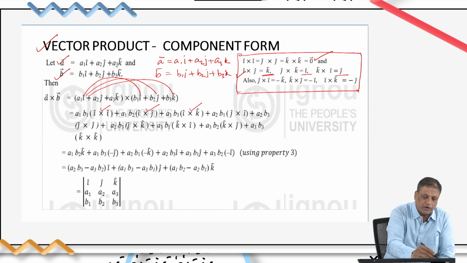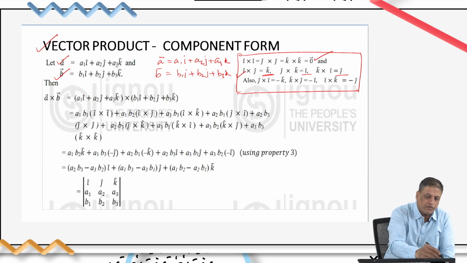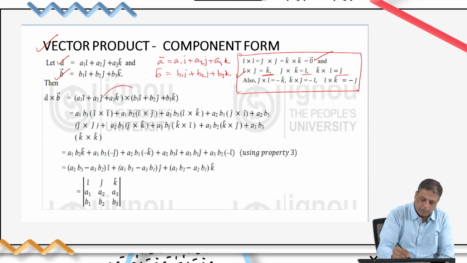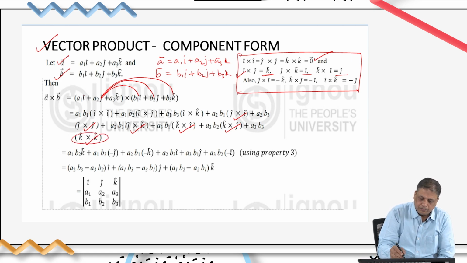Similarly, we are going to multiply the j component with the other components of the vector. That means the j component will be multiplied by i, j cross product with i, j cross product with j, j cross product with k. Similarly, k cross product i, k cross product j, k cross product k. And we know that k cross k, i cross i, and j cross j are 0.